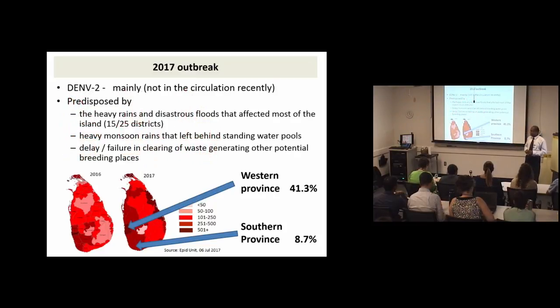And what is the reason for this? So we suppose the virus isolated from this outbreak is dengue type 2. It was not there in the field for the last 10 years. So the sudden emergence of type 2 may have resulted in this type of situation. And on top of that, there are some predisposing factors. As I mentioned, we had heavy floods in 2016. Also the monsoons and also the waste problems contributed to that.